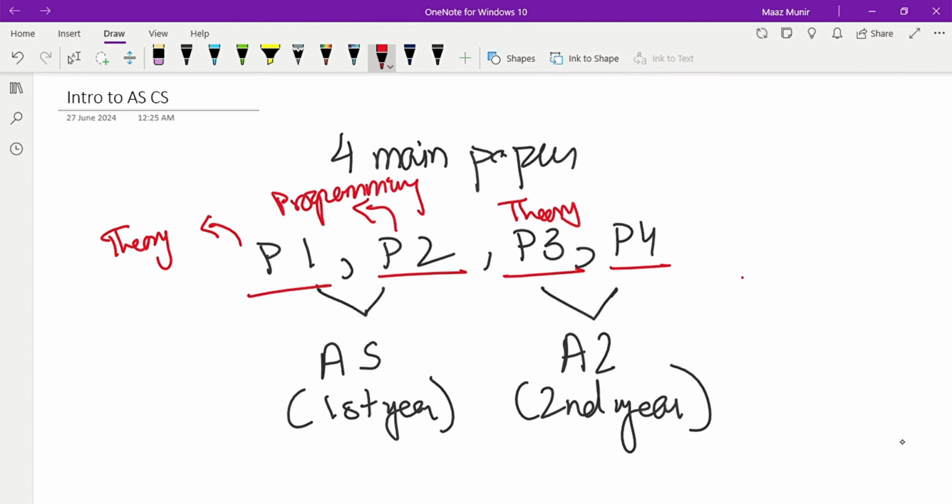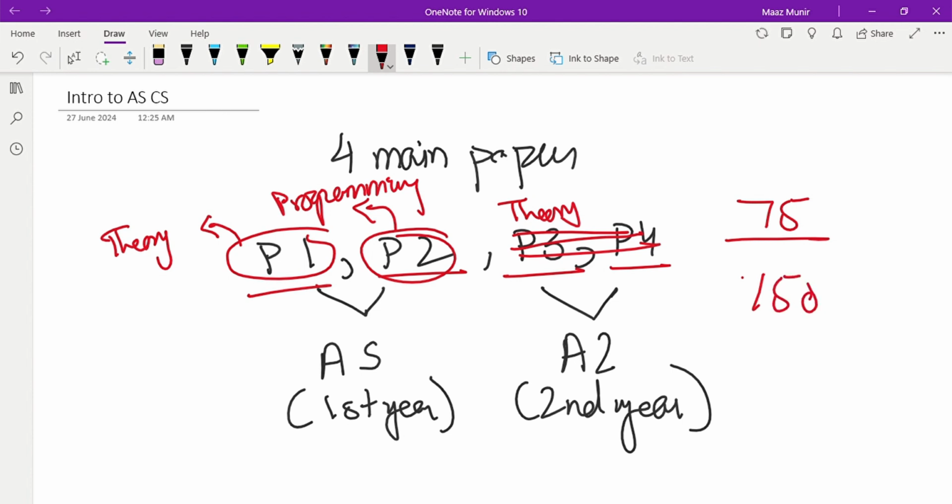Now, as this course is more specifically about your AS level content, we are going to be ignoring P3 and P4 totally. We are going to be only discussing P1 and P2. Both P1 and P2 have 75 marks in total, and the total marks for this AS level syllabus is 150 marks. So you have 75 for P1 and then you get 75 for your P2.